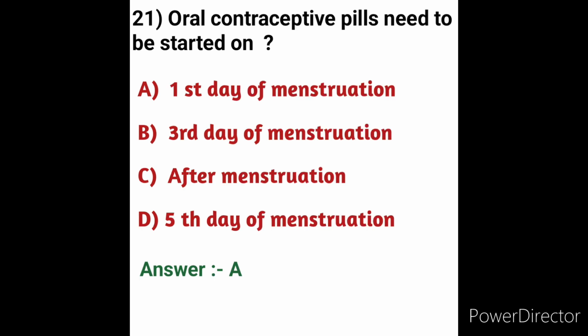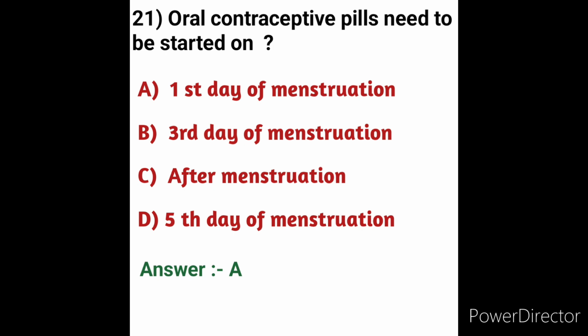The oral contraceptive pills need to be started on. Okay friends, when we have to start oral contraceptive pills, we will see the options here. Option A, first day of menstruation. Option B, third day of menstruation. Option C, after menstruation. And option D, fifth day of menstruation.